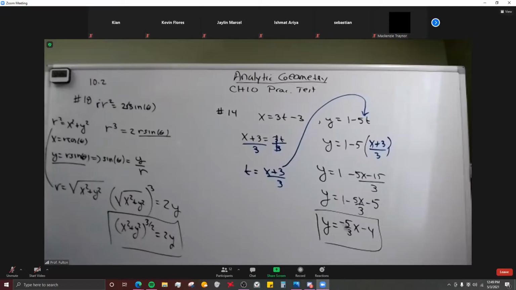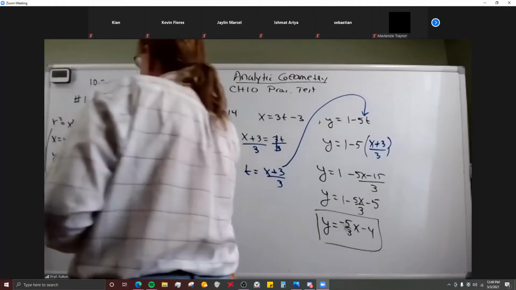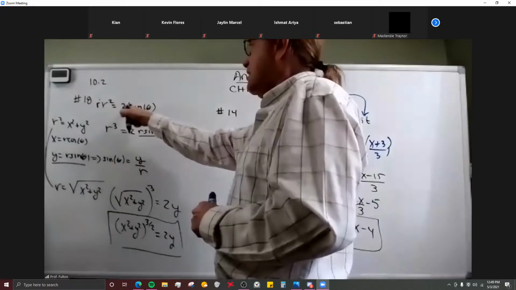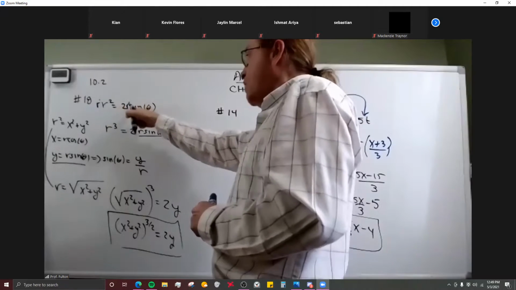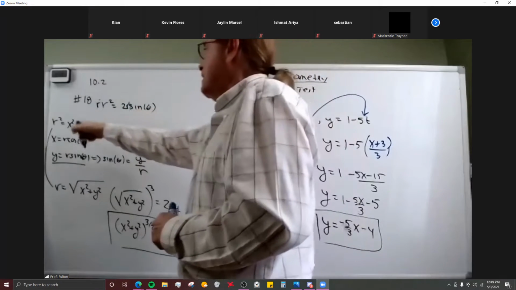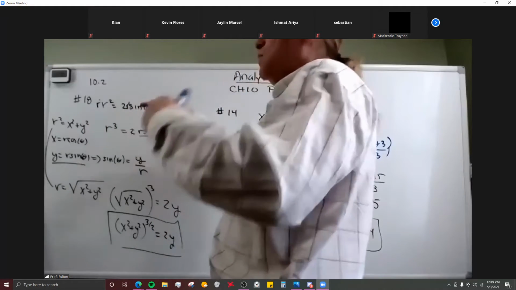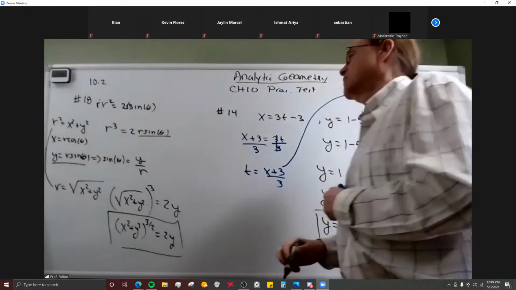But that's what it's equivalent to. Now if you have an r over here, it would be a lot easier. Instead of the 2 sine theta, I have 2 times r times sine theta. Then it's just x squared plus y squared is equal to 2y. That's a lot easier than the other case.